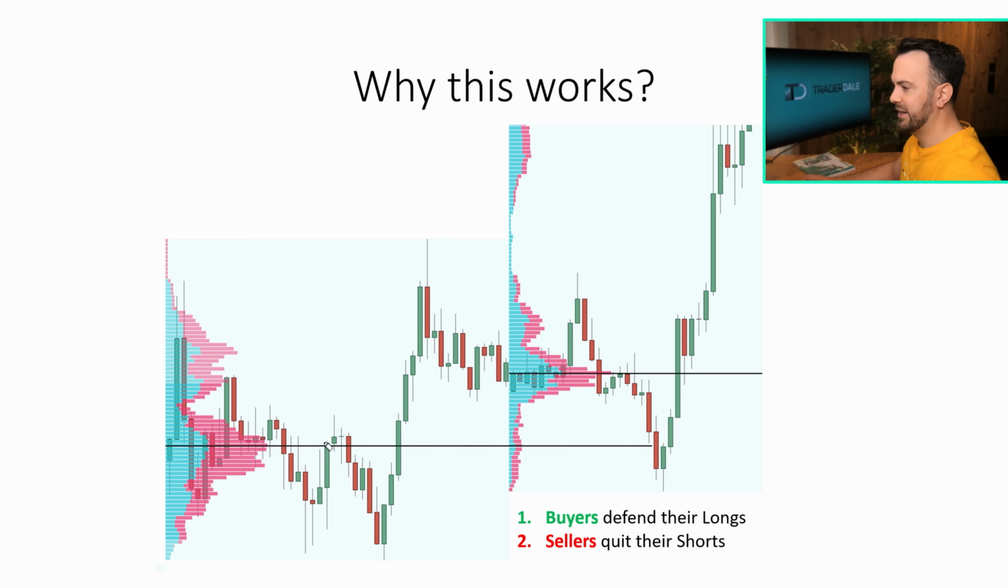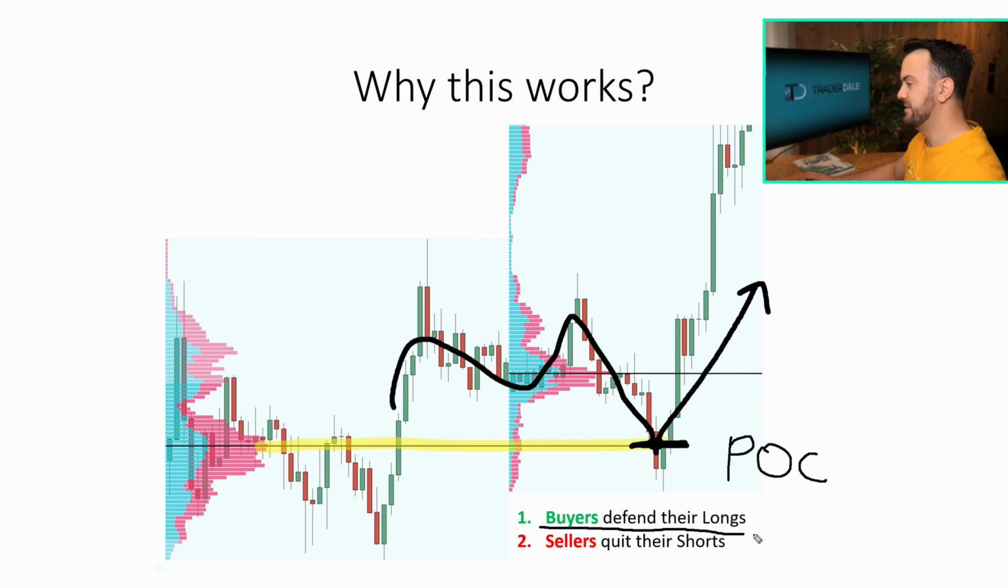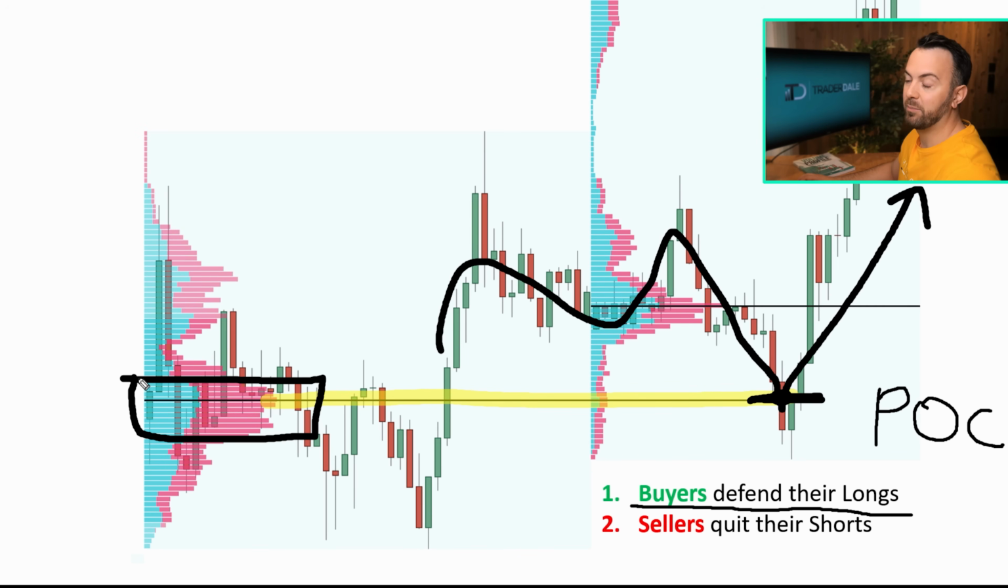So if you look at this example, we have this volume profile here on the left with this line as the point of control. And as you have already learned, you wait for the pullback to that point of control and go long from there. Now, there are two factors, two reasons why the price reacts at this place. Reason number one, buyers defend their longs. This heavy volume zone represents a place where buyers were active. They were accumulating the long positions here, okay?